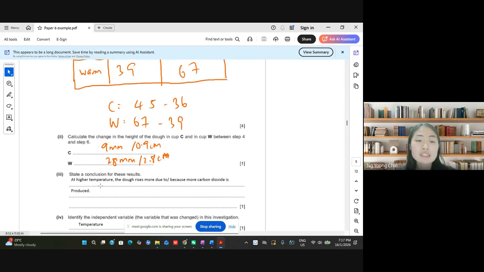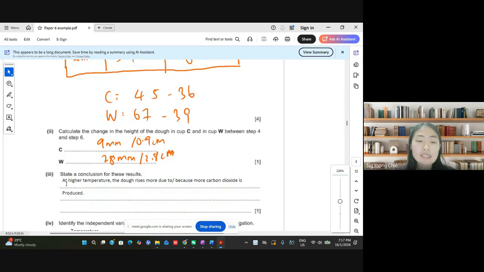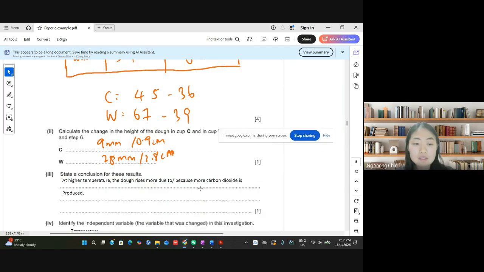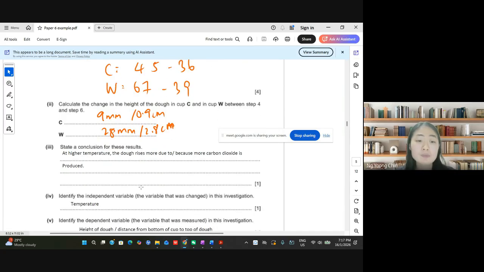Yeah, and then you need to state a conclusion for this result. At the higher temperature, which is the cup labeled with W, the dough rises more. Okay, why does the dough rise more? Because it has a higher production of carbon dioxide, because more carbon dioxide is being produced in the cup labeled W. So that's why more carbon dioxide will cause the dough to rise more, an increase in height. So this is the conclusion.